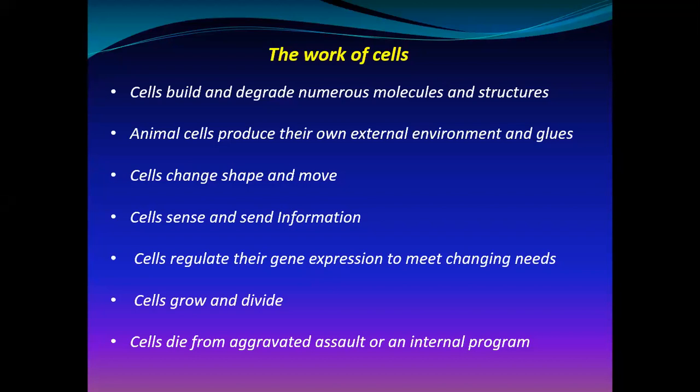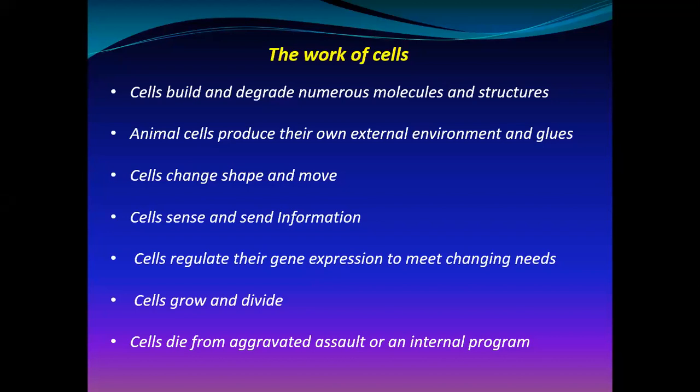And then the cell can change shape and move. Understand? A simple example is that macrophages can change their shape and move from one place to another place. For example, if we have an infection or inflammation in an area, macrophages and monocytes will be recruited there. So these cells are moving.